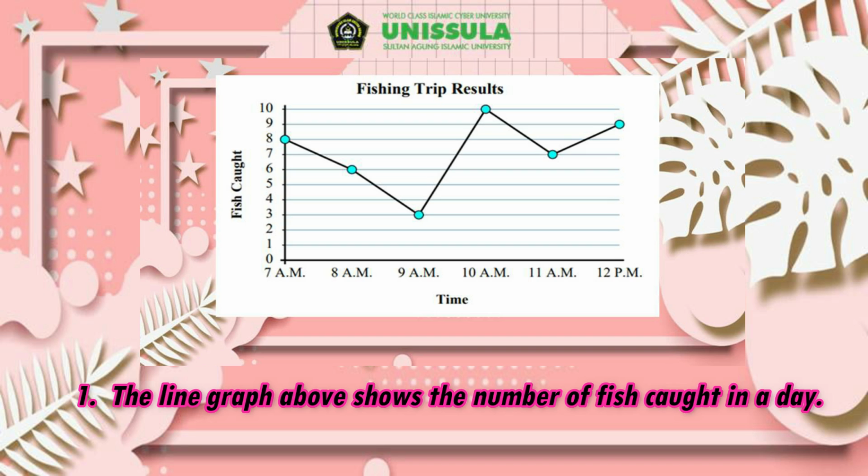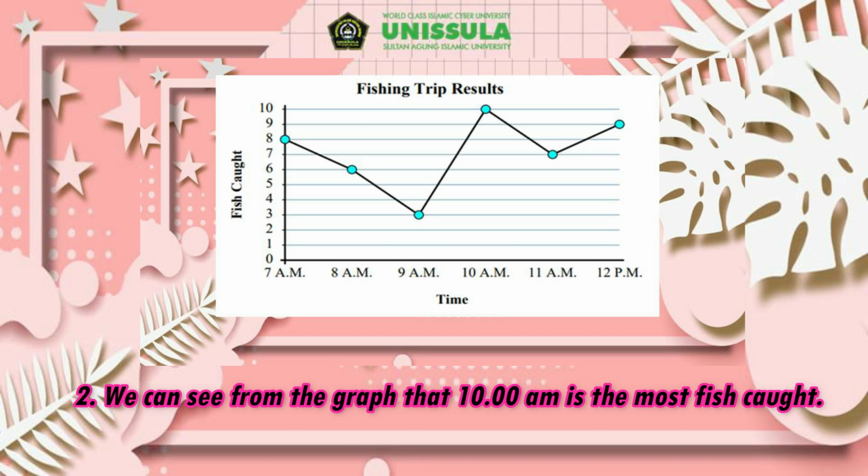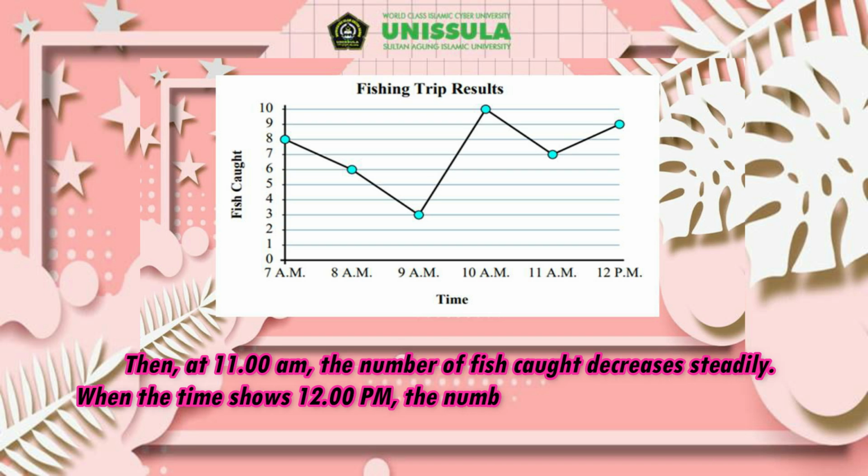Take a look at the graph. And then the second sentence: we can see from the graph that 10 a.m. has the highest fish count. Then at 11 a.m., the number of fish counts decreases steadily. When the time shows 12 p.m., the number of fish counts goes up slowly.